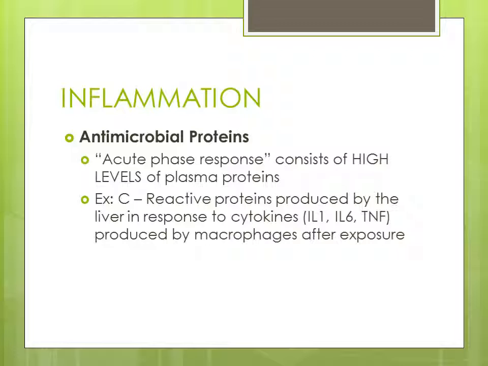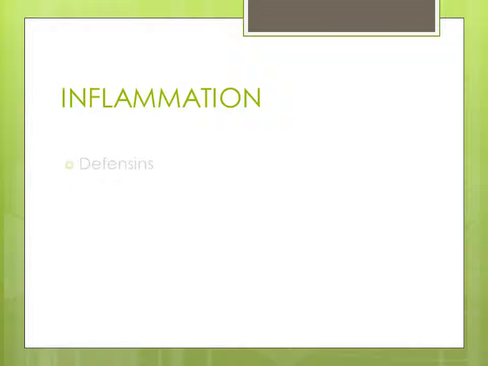Now, antimicrobial proteins: you have the acute phase response, and this is something that consists of high levels of plasma proteins, all right? High levels of proteins in the plasma, in the blood. An example of this is the C-reactive protein that is produced by the liver in response to cytokines: interleukin-1, interleukin-6, and tumor necrosis factor, also known as TNF or TNF-alpha. These are produced by macrophages after exposure, and again, they're communication mechanisms, guys. The key here is communication.